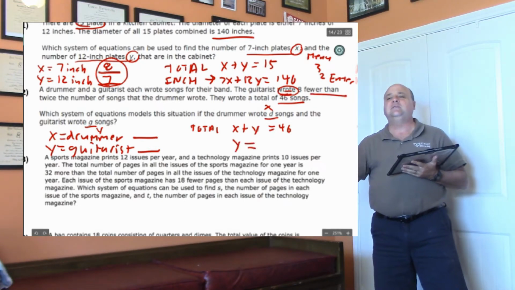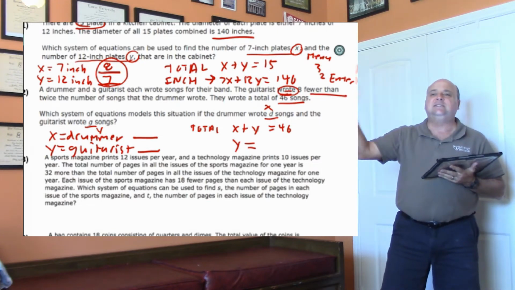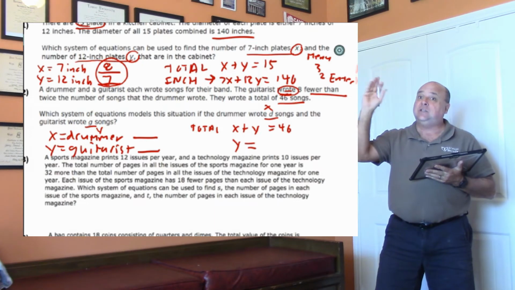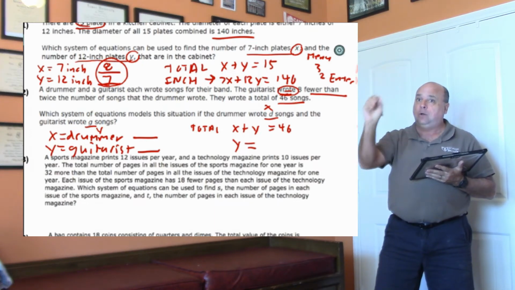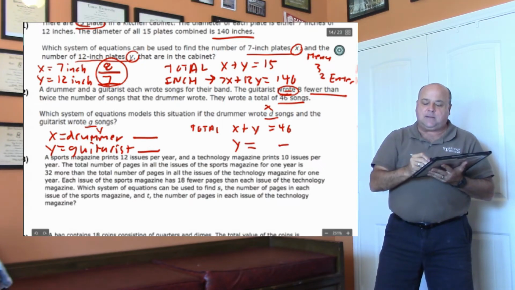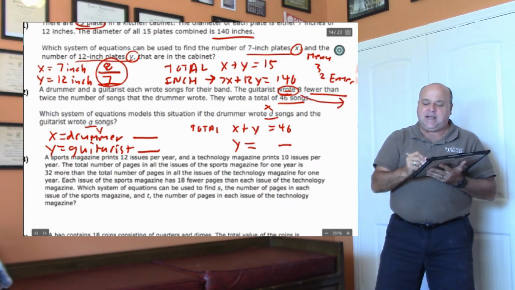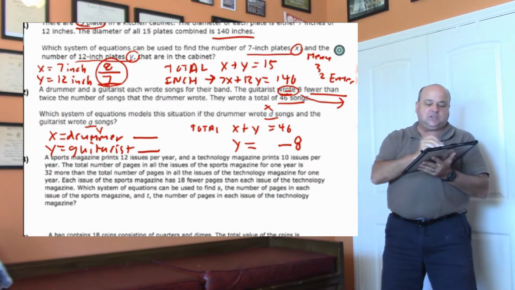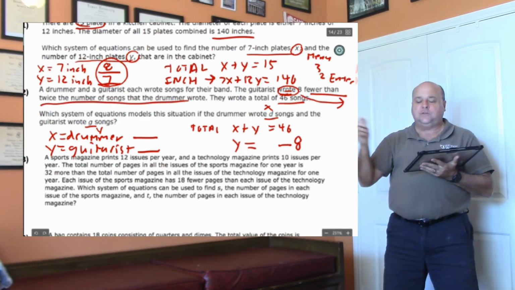Now then, I'm going to make this up. 4 fewer than 6 is not 4 minus 6. 4 fewer than 6 is 6 minus 4. So on less than and fewer than, you've got to flip it around. So the fewer than means I'm going to minus, but that 8 has to go to the end. So I know I'm going to minus 8 from something, and it's twice the songs of the drummer.